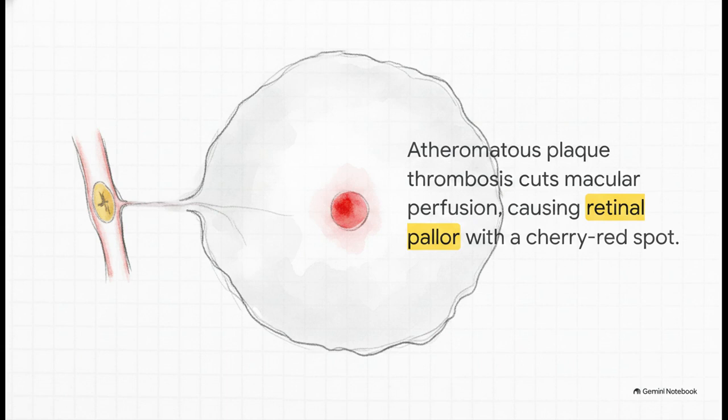If an atheromatous plaque cuts off the central retinal artery, you don't get explosive bleeding. Instead, primary macular perfusion is totally shut down, and the retina simply starves. It dies off, turning into this ghostly, opaque ground glass white. And against that stark white background of dead tissue, the macula shines through from an intact underlying choroid blood supply. It appears as this grim, cherry red spot. It's absolutely an unforgettable warning sign.